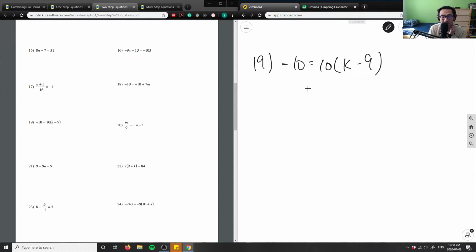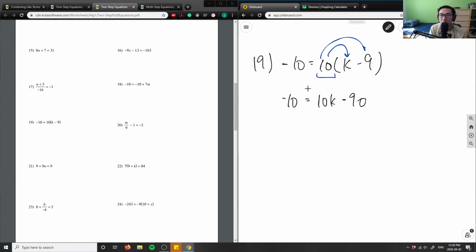Again, we're looking back at the topic of the distributive property, right? This outside bracket is going to have to be evenly distributed to both terms. So 10 has to multiply by k, and it has to multiply by negative 9. I'm going to do that first before we solve for our variable, right? So 10 times k is simply 10k, and 10 times negative 9 is negative 90.